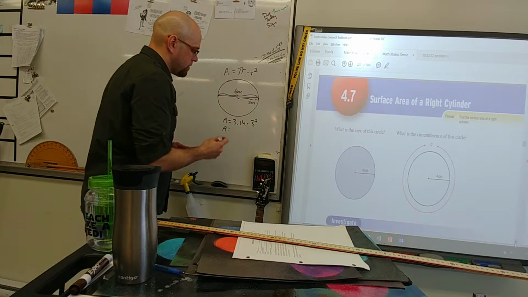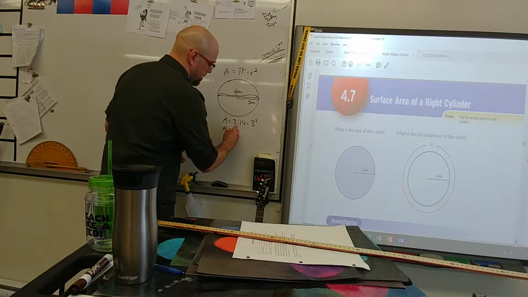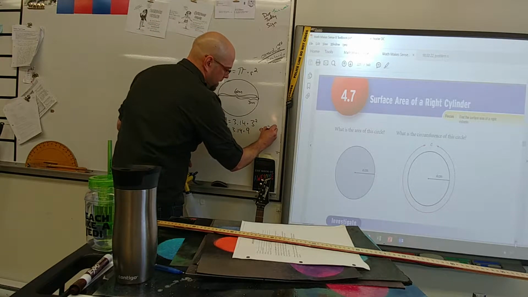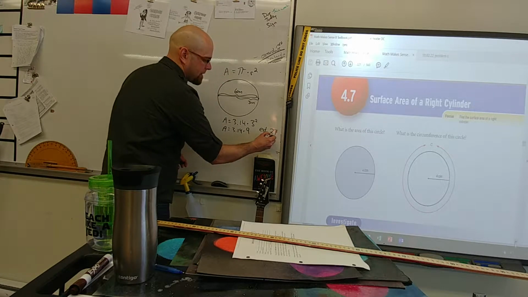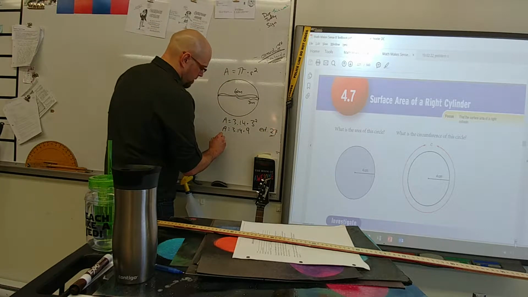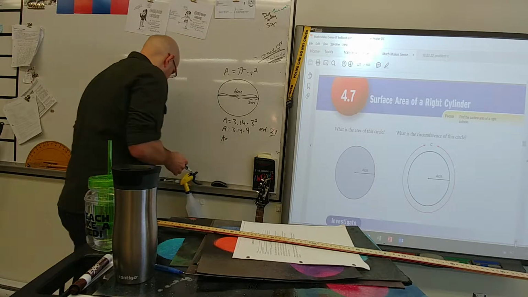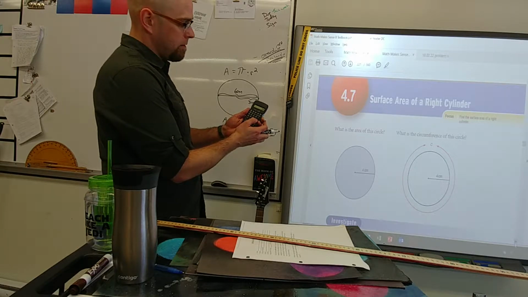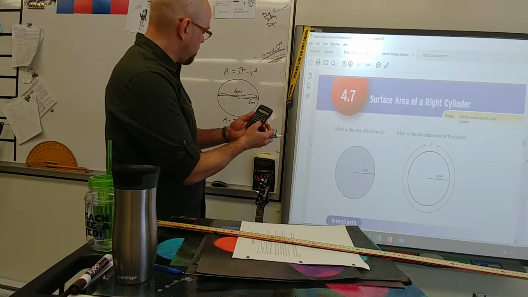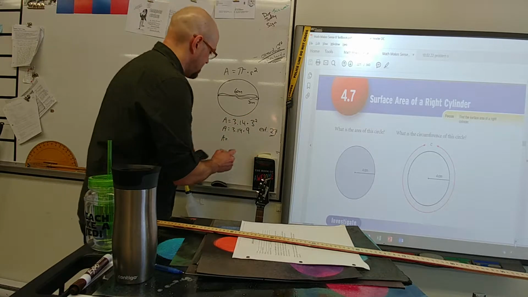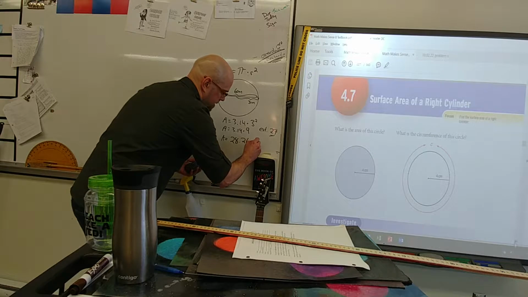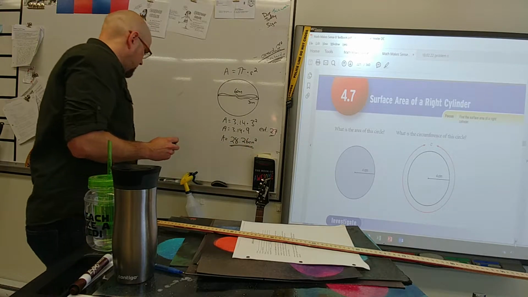We know from order of operations, the first thing we do is take care of those exponents. So I've got 3.14 times 9. My estimate of what this should be is around 27, because I know 3 times 9 is 27. Once I put that in, I'm going to grab my calculator. I'm going to say 3.14. Now I could use my pi button, but for simplicity's sake, we're just going to go 3.14 times 9, which is 28.26 centimeters squared.